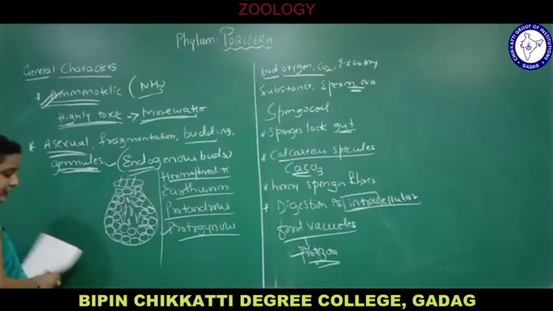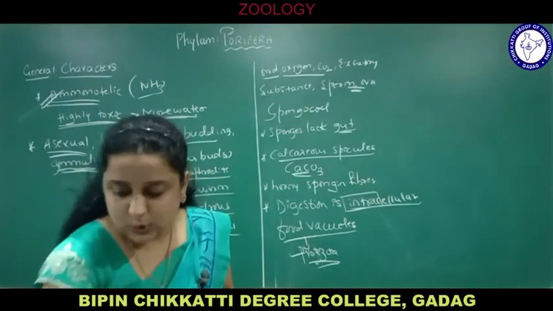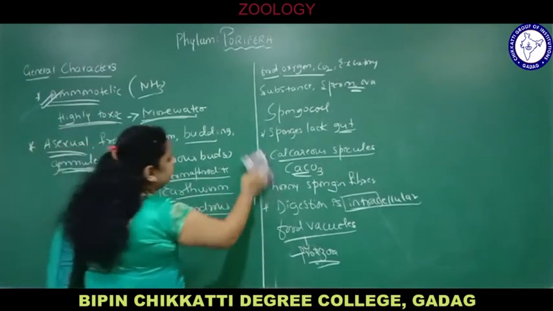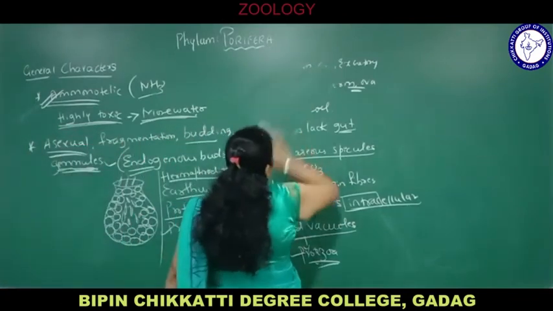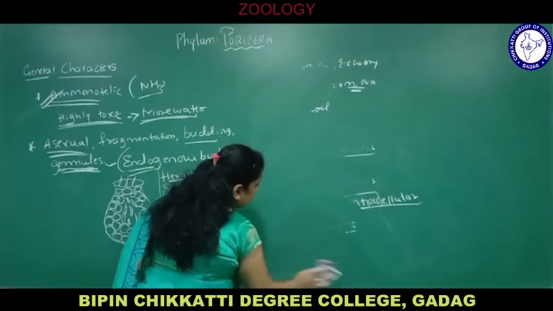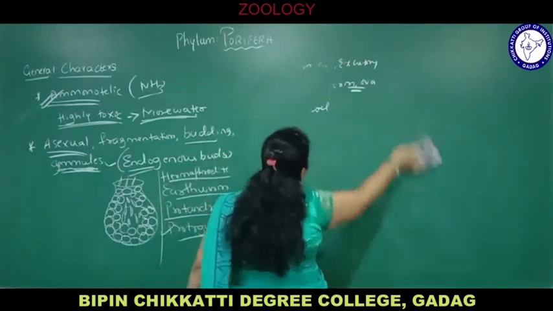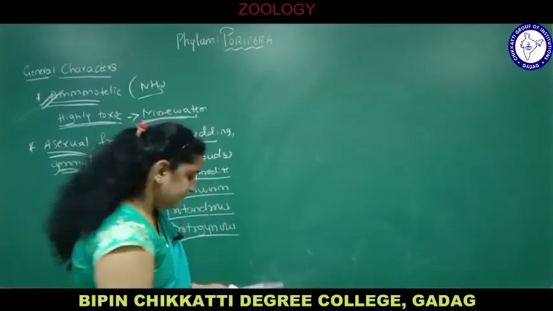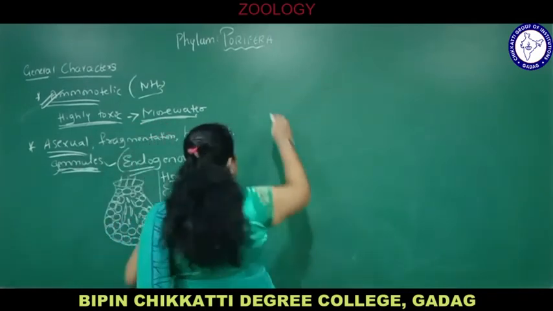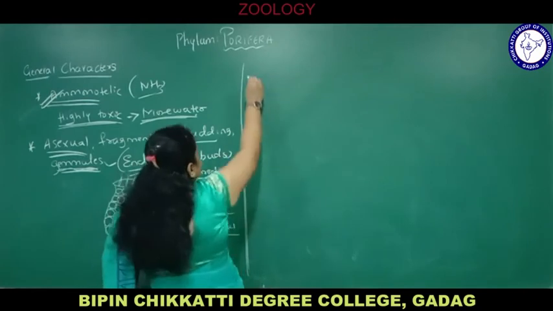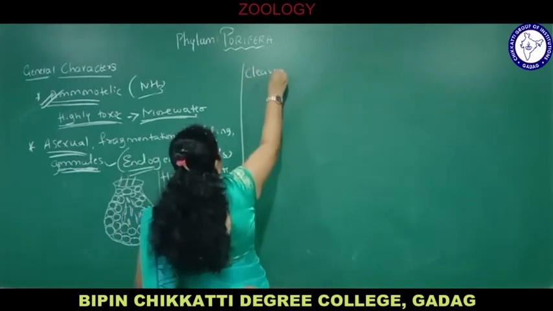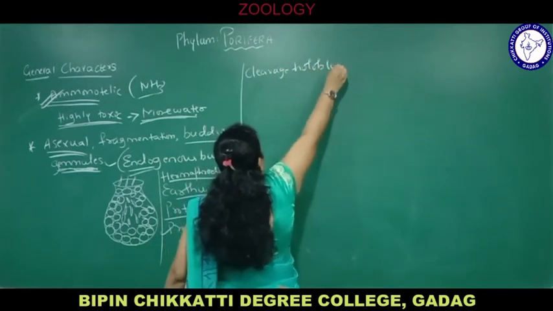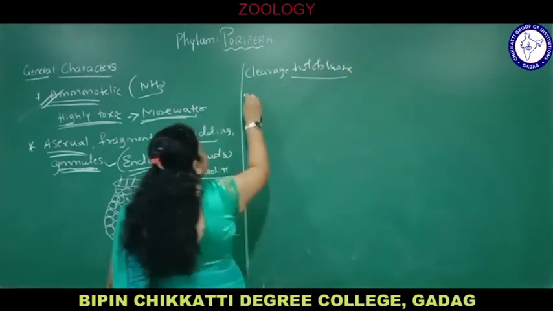Next, coming to cleavage. What do you mean by cleavage? During the developmental stage, the blastocyst or the embryo undergoes division. Cleavage is the division of the blastocyst. So what type of division you find here? Cleavage is holoblastic, and development is indirect.